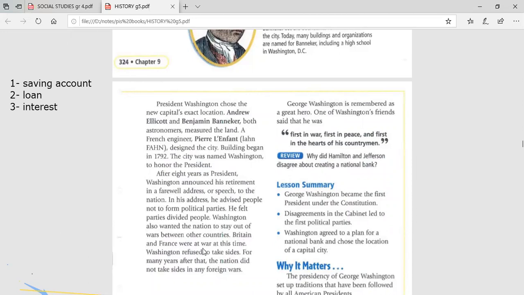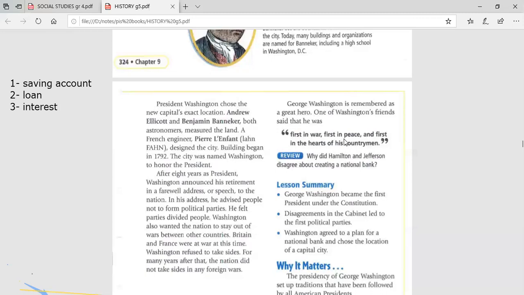Britain and France were at war at this time. Britain and France had a war between each other. But Washington refused to take any side. I don't support Britain, I don't support France. Okay? And for many years after that, the nation didn't take part in any foreign war. This is what George Washington said in his farewell speech.